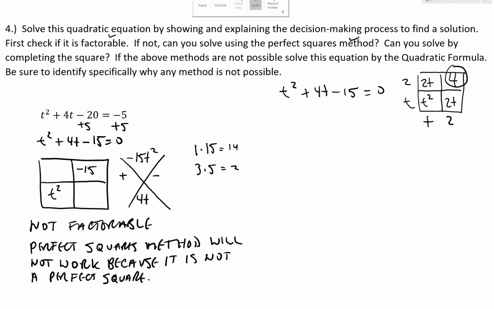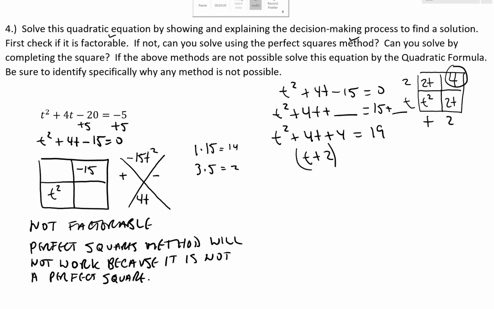Now, you can do this a couple different ways. What I like to do is, if we've got t squared plus 4t plus something that completes the square equals 15 plus something, that something is going to be the 4. So that's going to be t squared plus 4t plus 4 equals 19. And then this is our perfect square. So the whole reason we're doing this is to get t plus 2 squared equals 19.